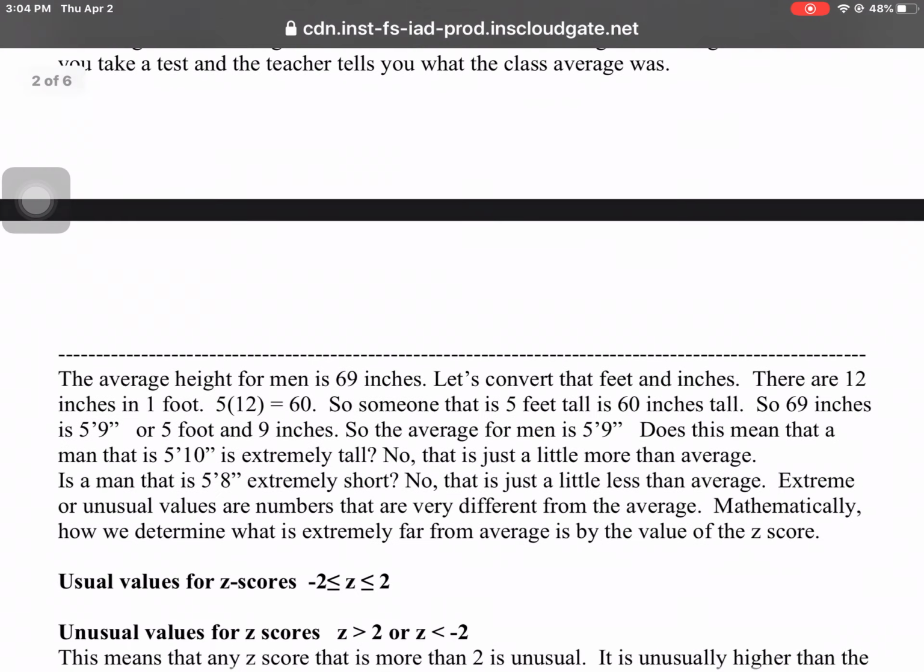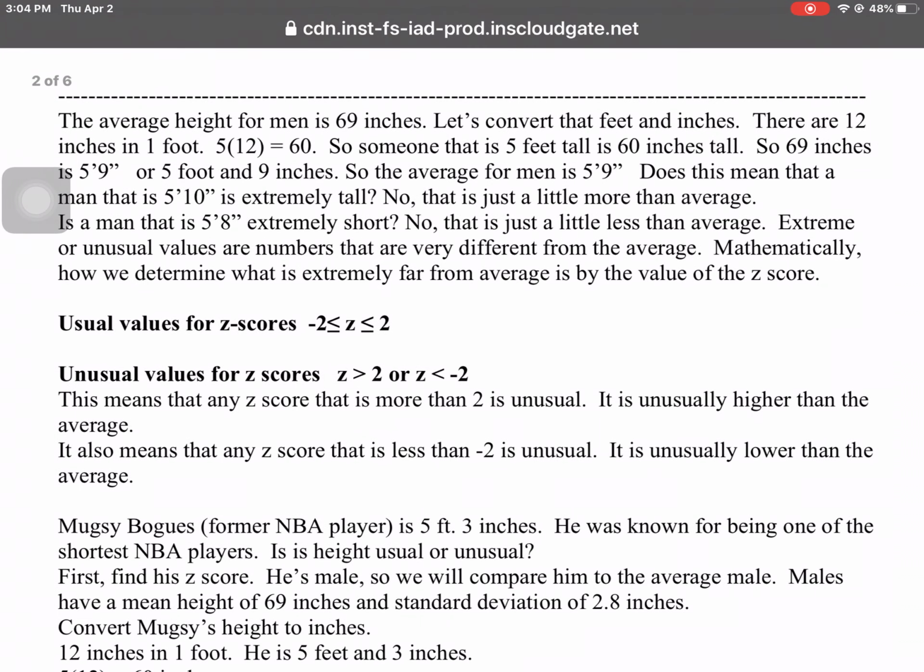Okay, some more examples. Okay, the average height for men is 69 inches. Convert that to feet and inches. There's 12 inches in 1 foot. 5 times 12 is 60. So somebody that's 5 feet tall is 60 inches. So 69 inches is 5'9", because 69 minus 60 is 9. So the average for men is 5'9". Does this mean a man who is 5'10" is extremely tall? No, that's just a little bit more. 5'8", that's not extremely short because that's just a little less than average.